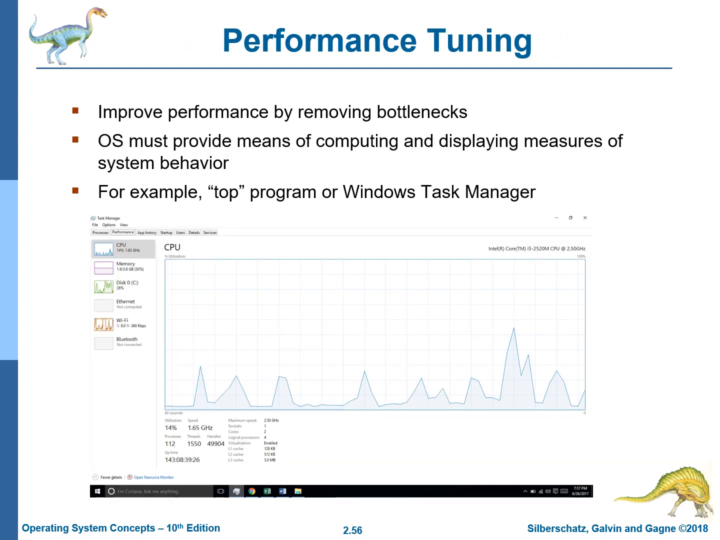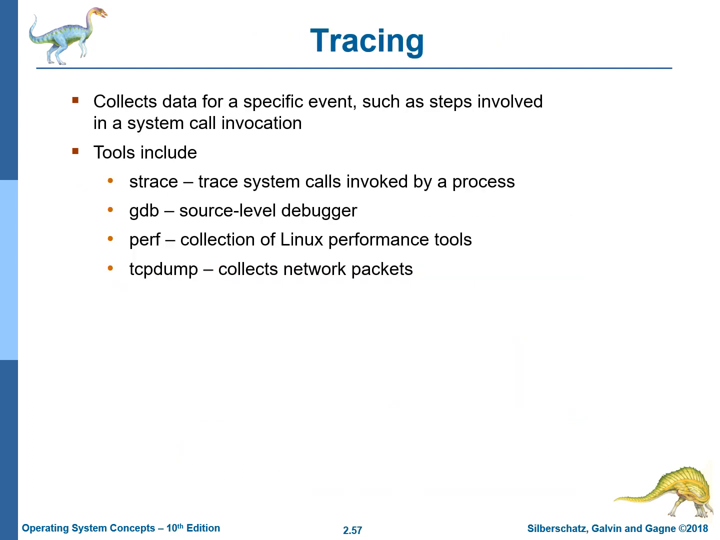Performance tuning. It improves performance by removing bottlenecks. The operating system must provide means of computing and displaying measures of system behavior, for example, the top program or Windows Task Manager. Tracing. It collects data for a specific event, such as steps involved in a system call invocation. The tools include strace, which traces system calls invoked by a process, GDB, a source level debugger, perf, a collection of Linux performance tools, and tcpdump, which collects network packets.